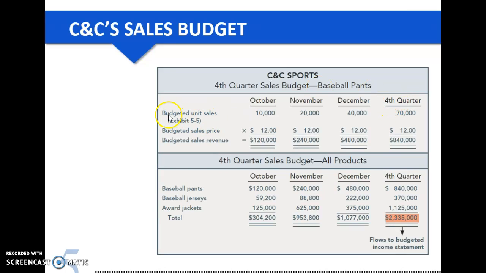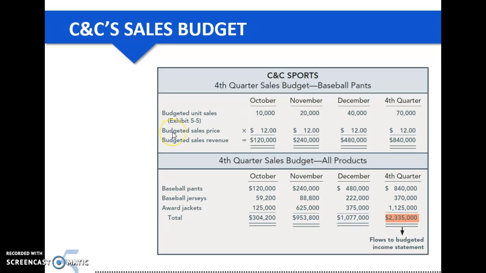Alright. You always begin with the budgeted units which are going to be sold. So these 10,000, 20,000 and 40,000 are the units which will be sold during each month. And in the whole quarter, a total of these will be sold. So 10,000 plus 20,000 plus 40,000 gives 70,000. This is the total budgeted sales in units.